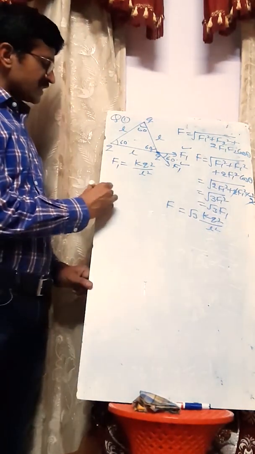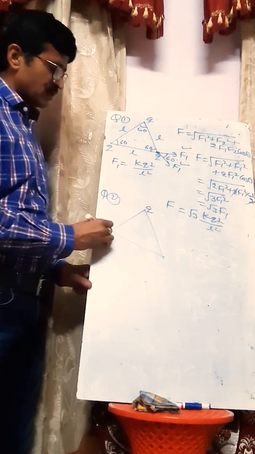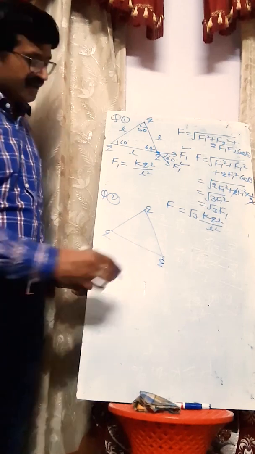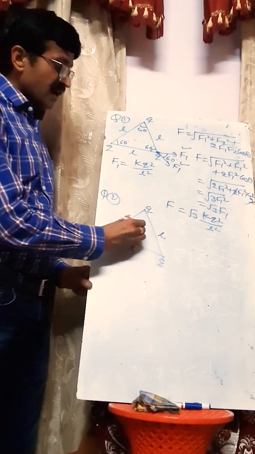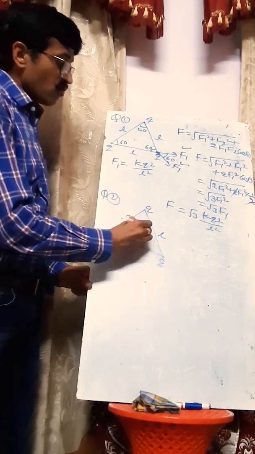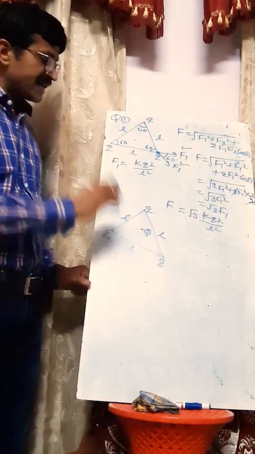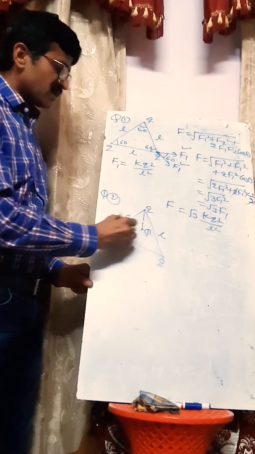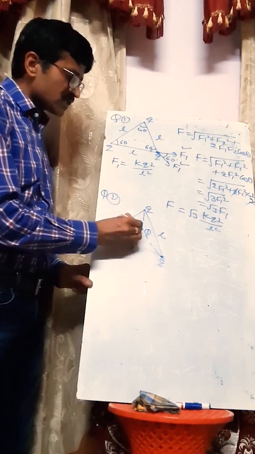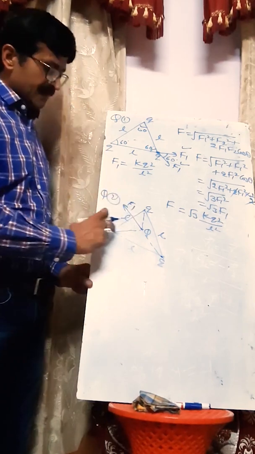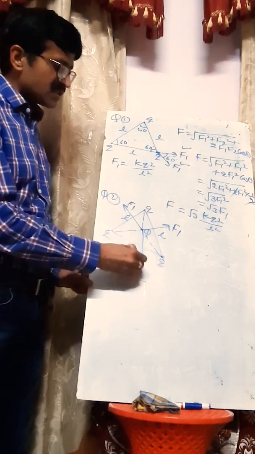Another question, question number two. If these are three charges, Q, Q, and Q, identical charges, and it is an equilateral triangle, side L each. At the centroid of this triangle, we are going to keep another charge Q. Then what about the net force acting on it? Let us discuss. The net force acting on this charge capital Q will be, due to this Q charge, force F1. Due to this Q charge, force F1. Due to this Q charge, force F1.